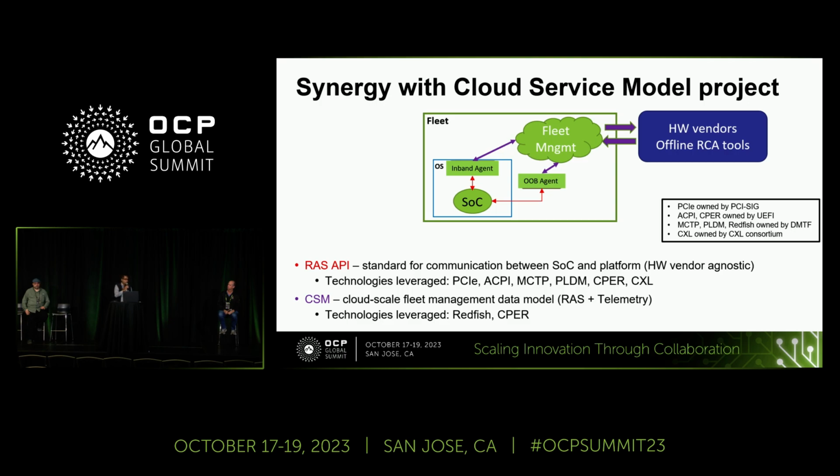So the next one is RAS API synergy with the CSM Cloud Service Model Project. I don't think I need to reiterate RAS API, but Cloud Service Model Project is a new project coming from Future Technologies to the hardware management. What they are trying to achieve is much larger than just the RAS. RAS is one of the things that they can influence, but what they're basically trying to do is solve the management at scale problem.